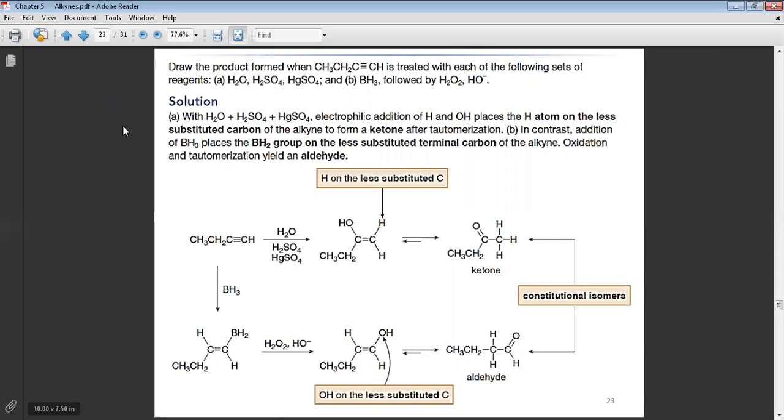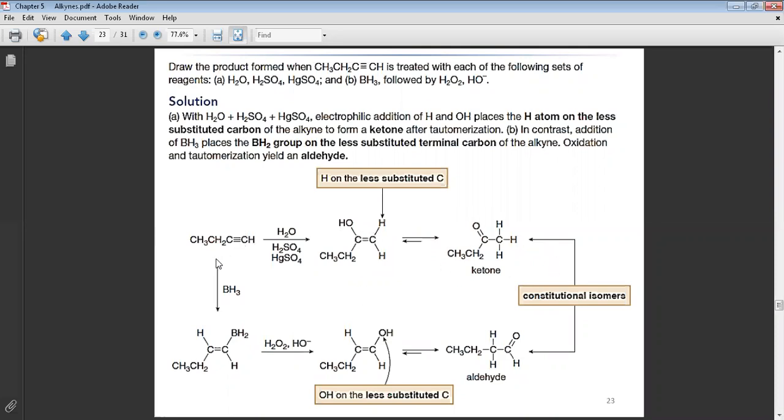Now, this hydration is according to the Markovnikov rule, meaning we have HOH. The H will come to here, and the OH will come to here. This gives you this compound, which is the enol form. Is it stable? No, not stable. It will give you the keto form. How? This hydrogen will move to here, the double bond goes here, and it gives you a ketone.